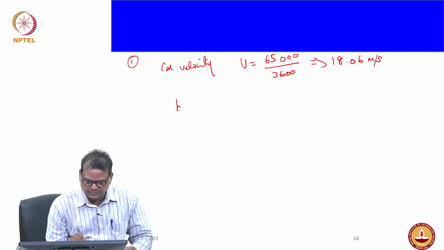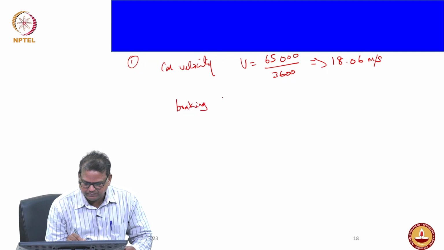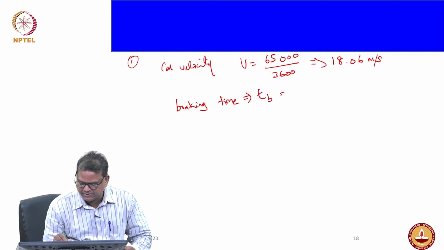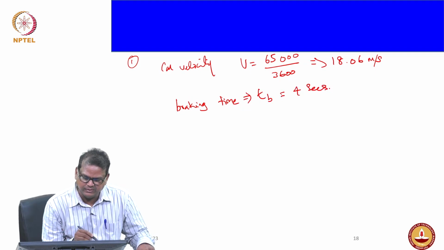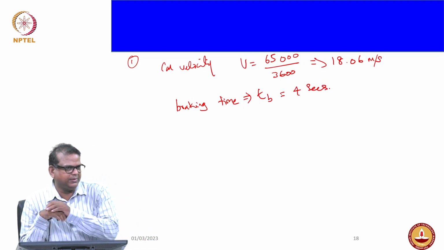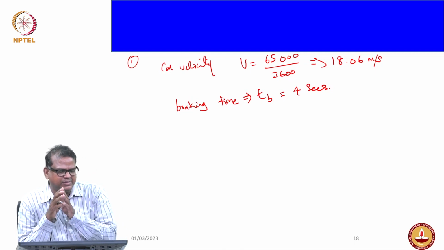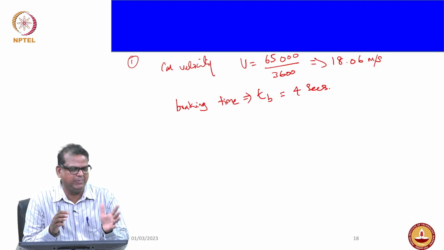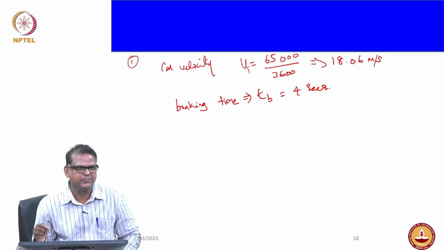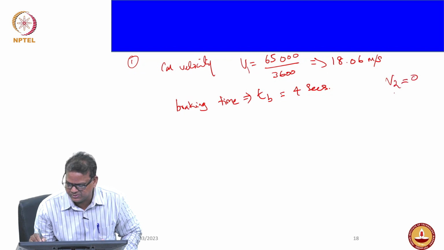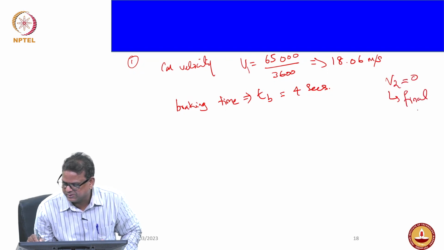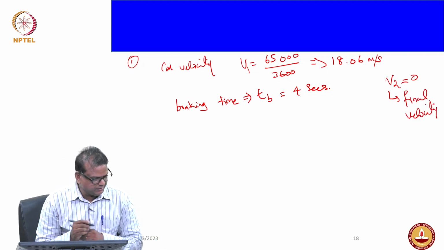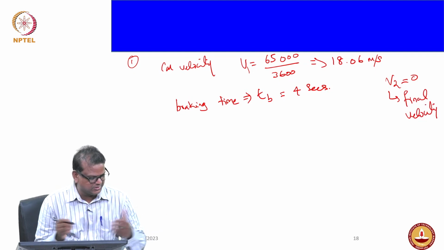The braking time. What is the braking time? 4 seconds, TB, B suffix for braking time. 4 seconds is given. Okay. So the car is moving. When the car is moving, the initial velocity is 65 kilometer per hour. What is the final velocity? 0. V2 equal to 0. So that is your final velocity. So we need to find out the distance traveled. Braking distance we need to find out.